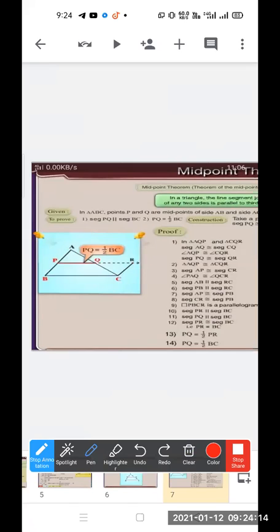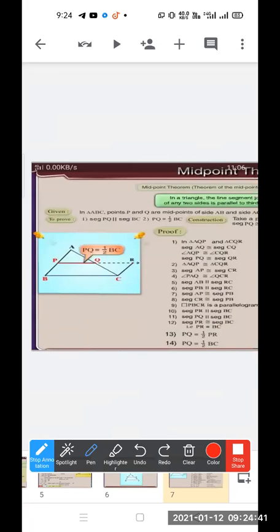Therefore, next, segment AP is congruent to segment CR. From this we can get AB is parallel to CR. We have proved the congruency condition, and in that we have proved that AP is congruent to CR, because they are corresponding sides of the congruent triangles.